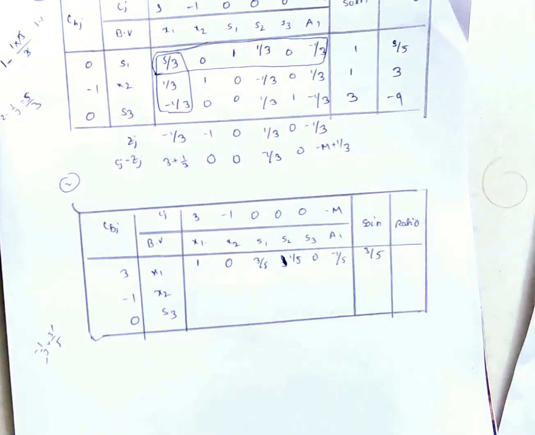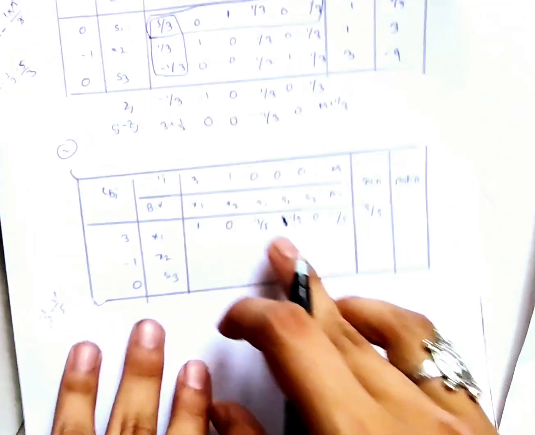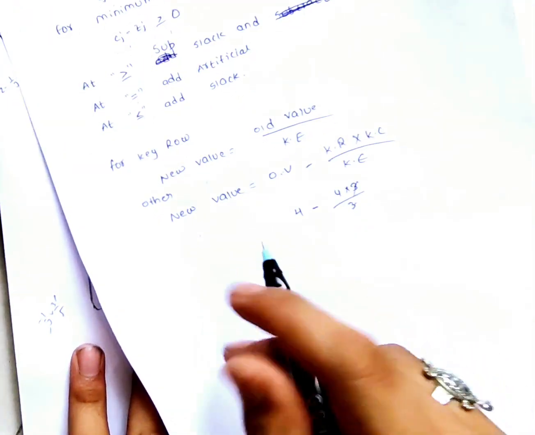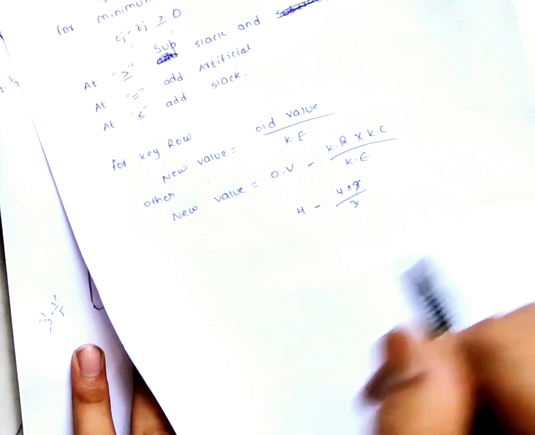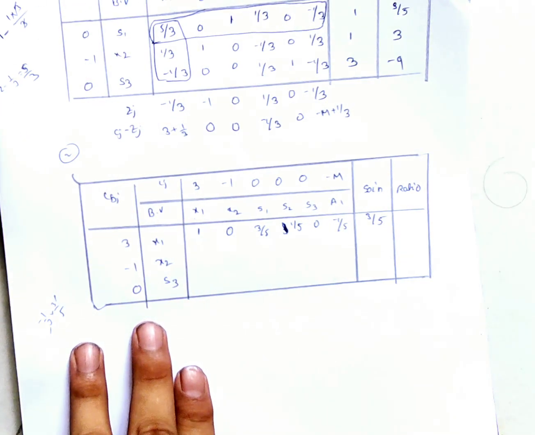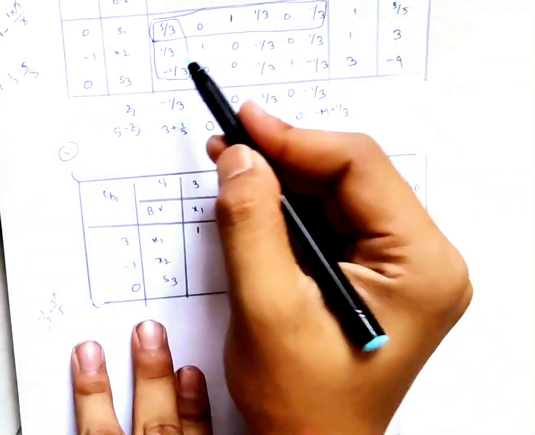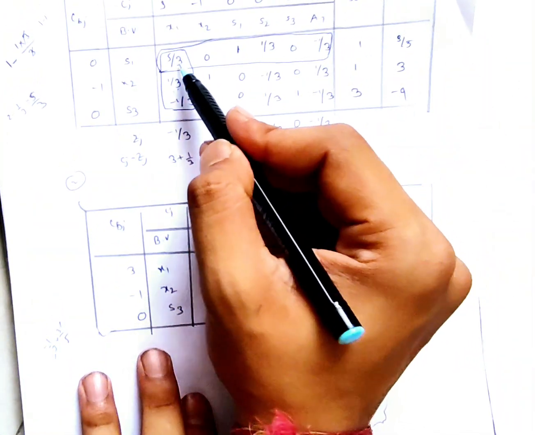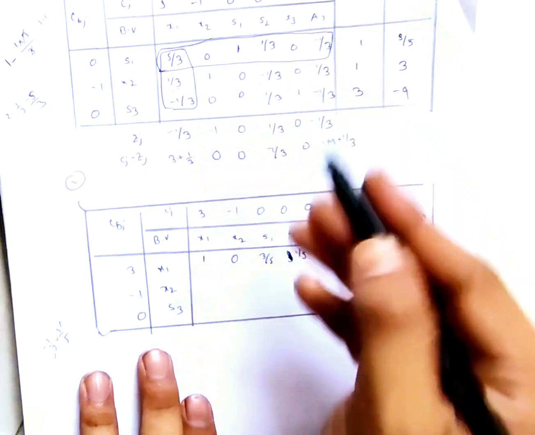Right? Okay, what to do next? Again we have to use this formula. For other rows, new value equals old value minus key row into key column by key element, right? So what we have to do? Old value 1 by 3 minus key row value 1 by 3 into 5 by 3 by 5 by 3, that is nothing but 0.